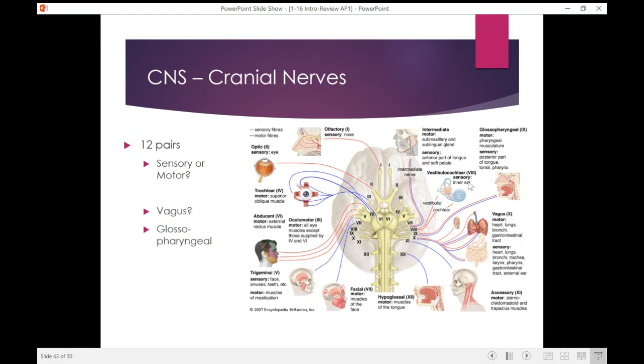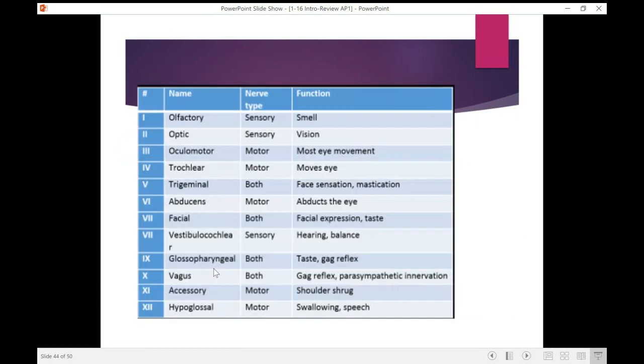The vestibulocochlear. Okay. There's lots of fun sort of mnemonic devices to remember these in order. Lots of songs, rap songs, etc., that you can find on YouTube. I highly recommend them. There's glossopharyngeal, the vagus, the spinal accessory, and then the hypoglossal with the tongue. So here they are in order: olfactory, optic, oculomotor, trochlear, trigeminal, abducens, facial, vestibulocochlear, glossopharyngeal, vagus, accessory, and hypoglossal. And also then look at whether it's sensory, motor, or both, and then know the function.